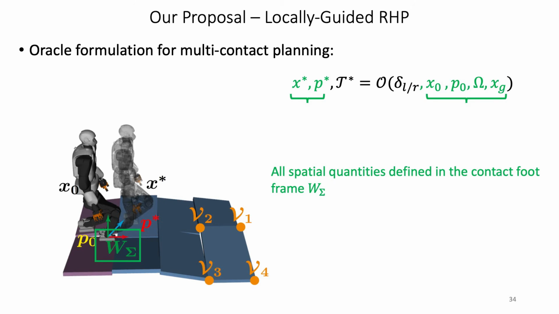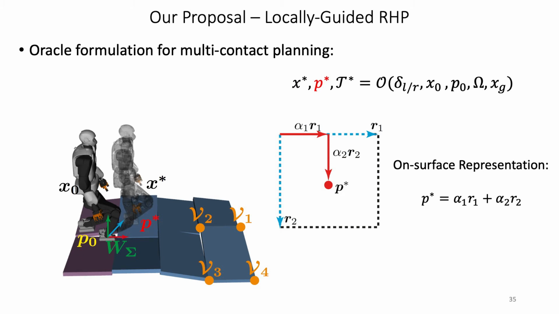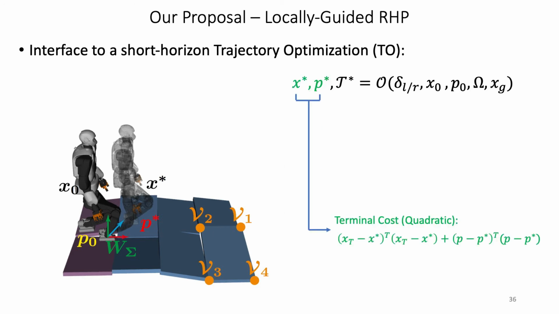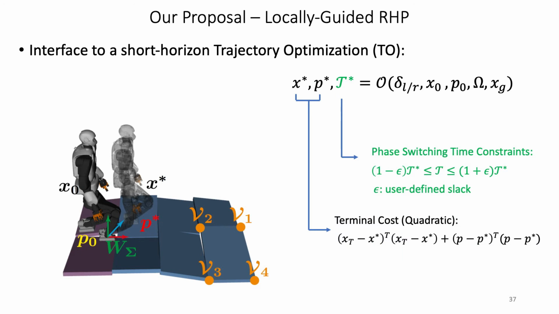We define all spatial quantities in the contact foot frame, W sigma, established at the position of the non-swing foot, with the orientation aligned with the surface in contact. We parameterize the target contact location with an on-surface representation, in which the target contact location is defined as the summation of 2 vectors, scaling along each of the surface borders, and we predict the scaling factors, alphas. To guide the short horizon RHP, we use terminal costs to encourage the terminal center of mass state and the contact location to approach the predicted targets, and we use constraints to narrow down the search space of phase switching timings, centered at their predicted values.